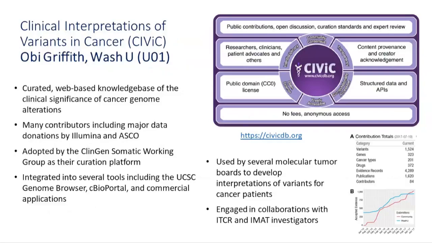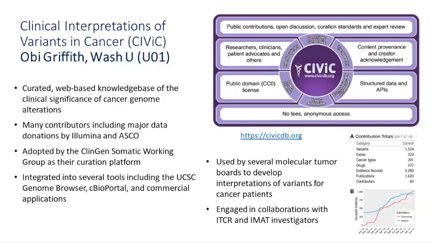The next example I want to present is that of a U01 grant, and this is led by Obi Griffith at WashU. Through this grant, Dr. Griffith and colleagues have developed a resource called the Clinical Interpretations of Variants in Cancer, or CIVIC. So CIVIC is a curated web-based knowledge base of the clinical significance of cancer genome alterations.